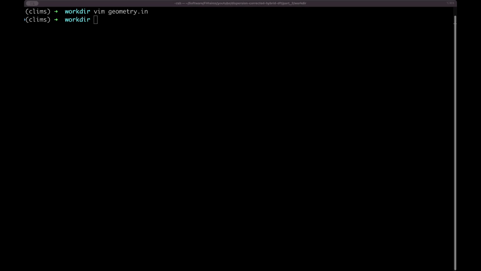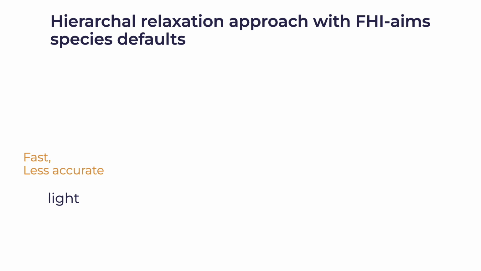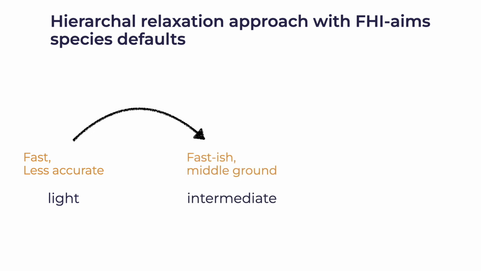When starting from experimental data, the initial input geometry is often far from the actual equilibrium configuration. Therefore, it is advisable to first employ computationally inexpensive methods to refine the structure. For instance, one could use density functional theory with low precision numerical settings to quickly approach a better configuration. This hierarchical approach with FHI-aims might involve an initial relaxation using light species defaults, followed by a more accurate relaxation with intermediate species defaults.